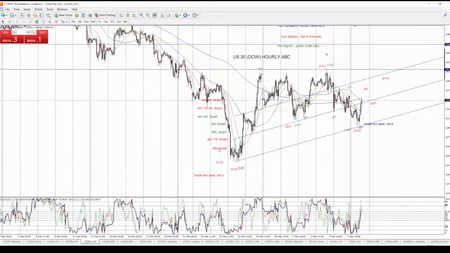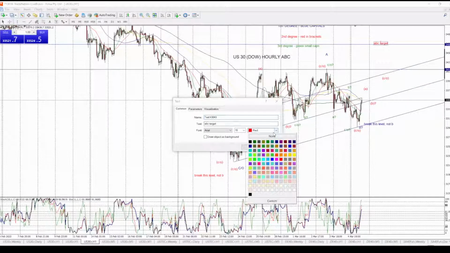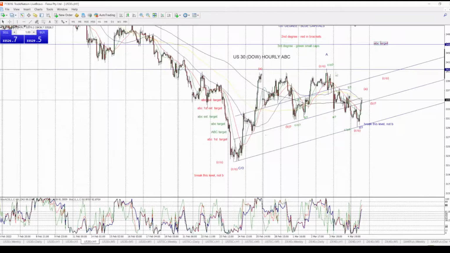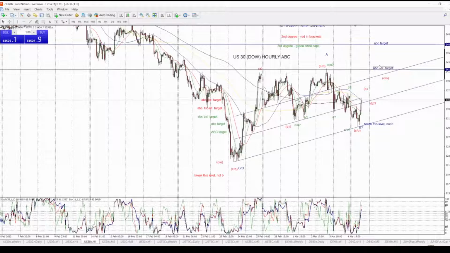So let's just label quickly. ABC target, first degree. It's not going to go in a straight line unless you really get some news that pushes the market. And ABC first target there in the first degree. So second degree, what I'm looking for is a retracement for EV40.